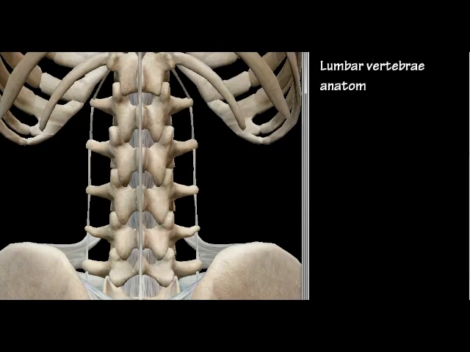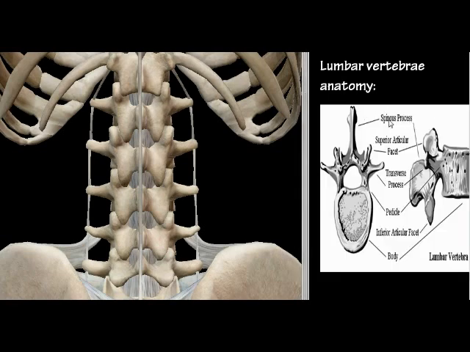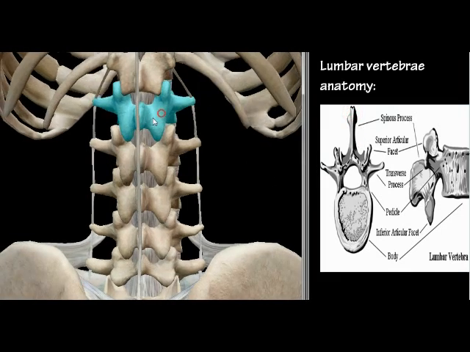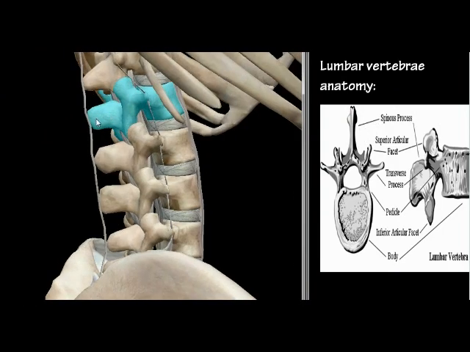Lumbar vertebra and its anatomy. Lumbar vertebrae are the largest segments of the vertebral column. So now let's see the general characteristics of the lumbar vertebrae. So what we see is the spinous process, which is thick, broad and somewhat quadrilateral. It projects backwards and ends in rough, uneven border.